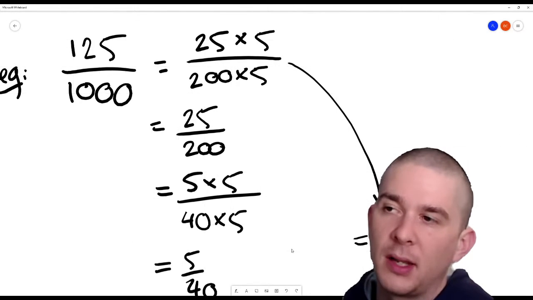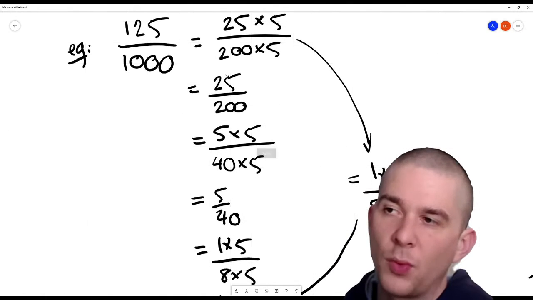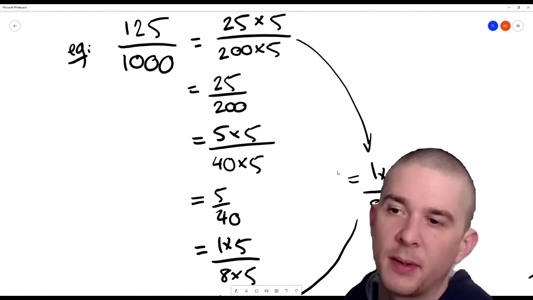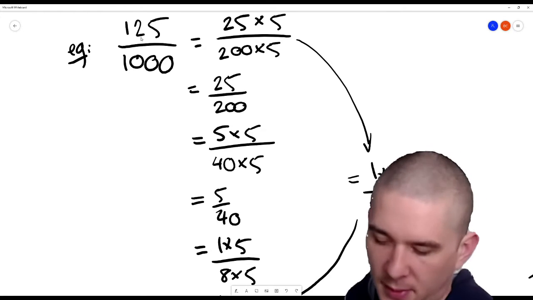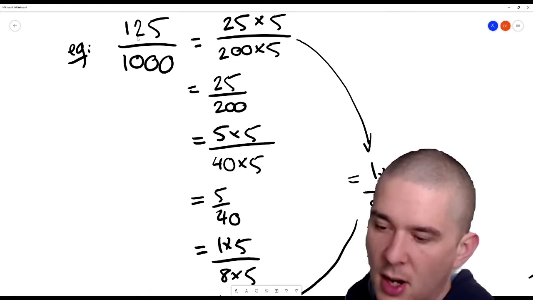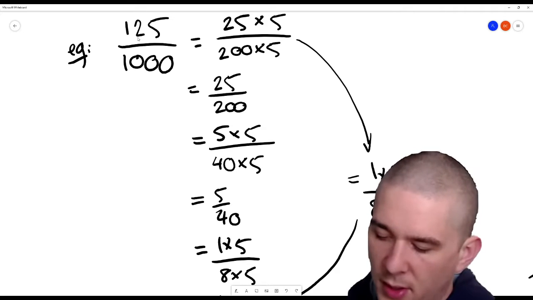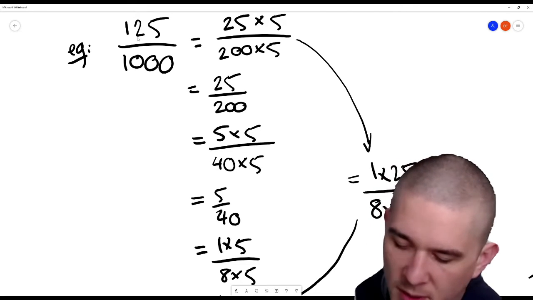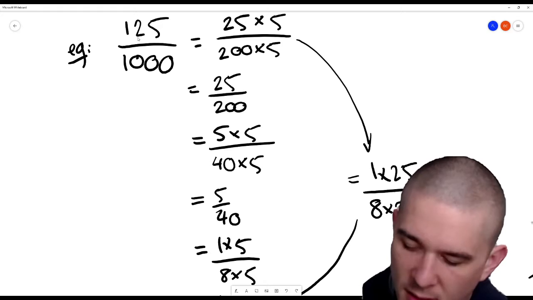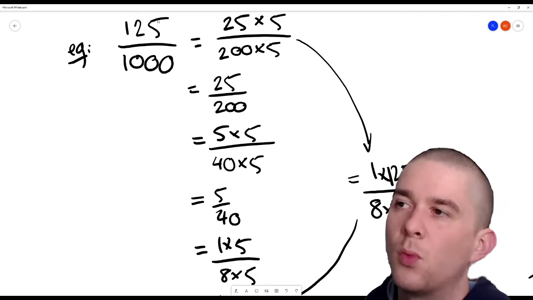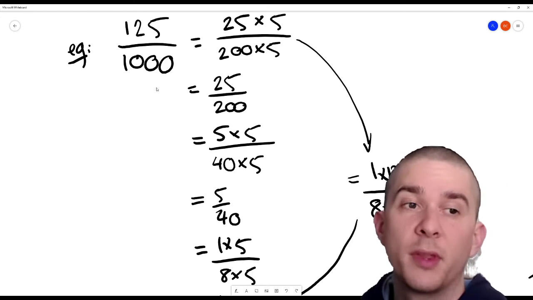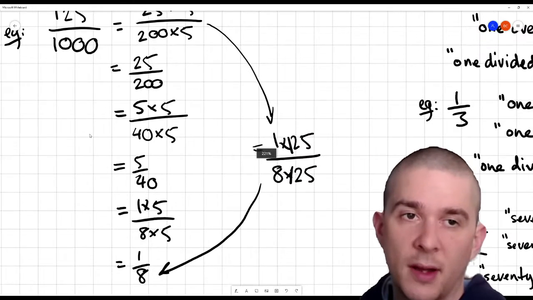And what I've put here is that we can do all of this in one step if we notice that this is 1 times 25. Sorry, I've got the wrong number written there. Our first number, our numerator, is 1 times 125, and our denominator is 8 times 125. So we have one amount of 125 up here, and 1,000 is 8 amounts of 125.